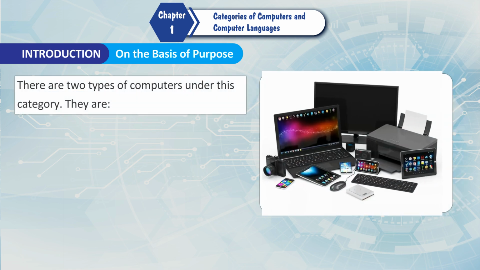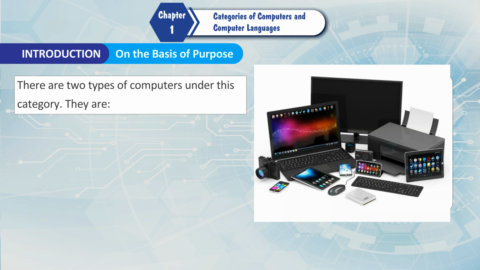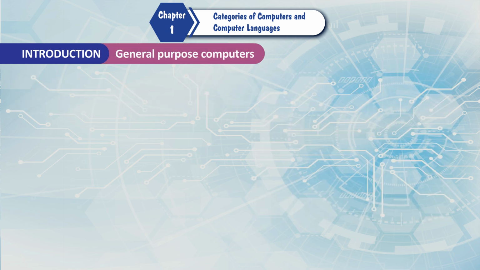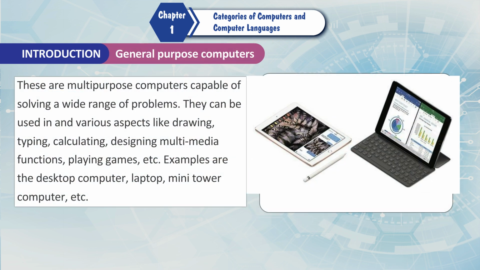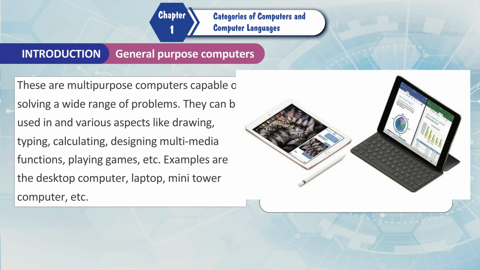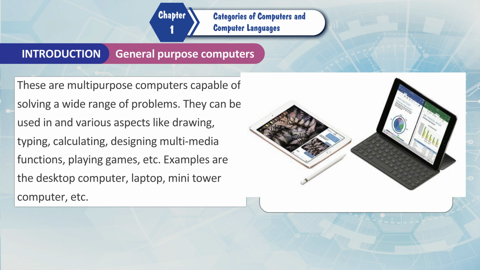On the basis of purpose, there are two types of computers under this category. They are general purpose computers. These are multi-purpose computers capable of solving a wide range of problems.